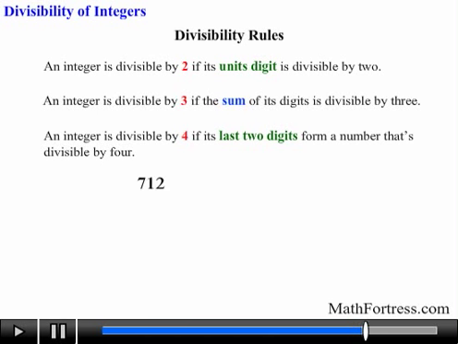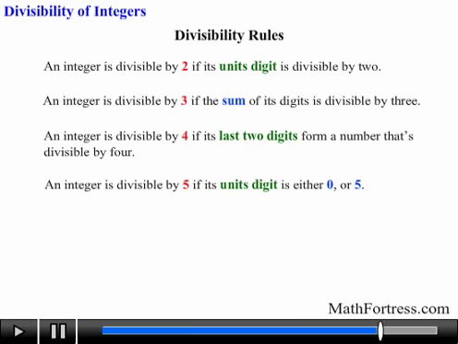An integer is divisible by 4 if its last two digits form a number that's divisible by 4. For example, 712 is divisible by 4 because the last two digits 12 is divisible by 4. Likewise, the integer 358,916 is divisible by 4 because the last two digits 16 are divisible by 4. An integer is divisible by 5 if its units digit is either 0 or 5, like in 105 or 20,180.